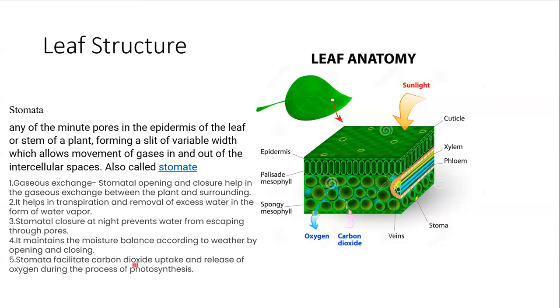Stoma facilitate carbon dioxide uptake and release of oxygen during the process of photosynthesis. In that process, the main reason that stoma exists is that when it's open, carbon dioxide can come into the mesophyll layer and do the gaseous exchange, and the oxygen goes out. But in that process, water vapor is also lost. That is transpiration.